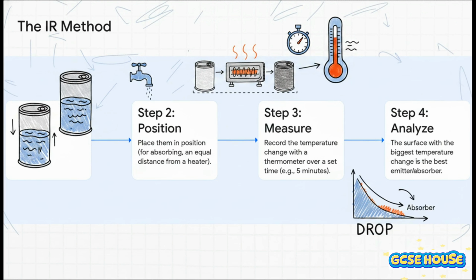The method for both is almost exactly the same. You fill different cans with the same amount of water, you put them in position, and for absorbing, make sure they're all the same distance from the heater. Then you just record the temperature change over a set time, like 5 minutes. Whichever surface has the biggest temperature change is your winner. It's the best emitter, or absorber.